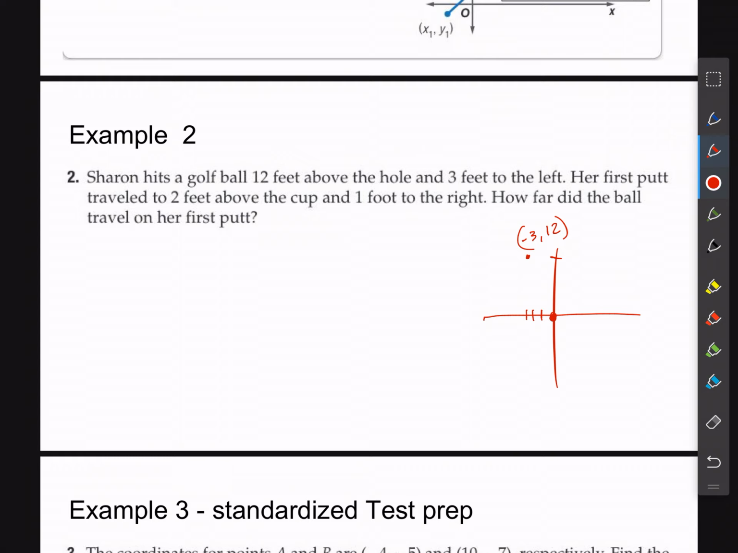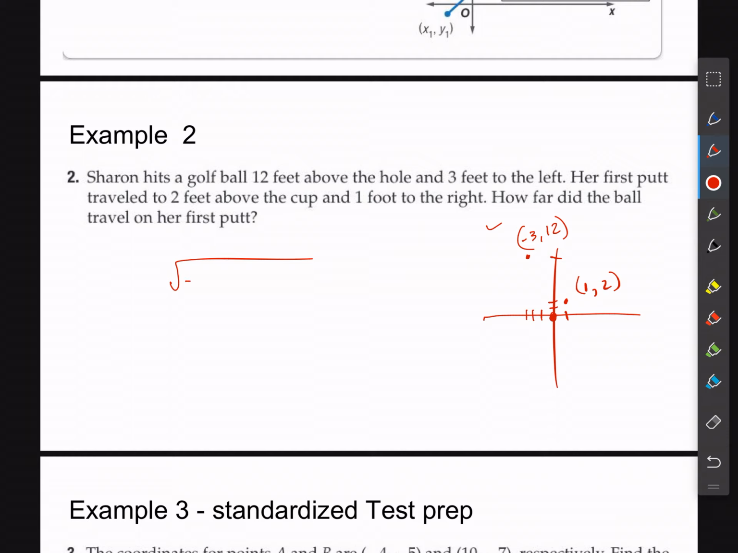And then it says she takes out her putter and tries to hit that thing in, and on her first putt, it traveled 2 feet above the cup and 1 foot to the right. So that coordinate would be, remember to go x first, so (1, 2). Okay, so we're trying to find the distance between those 2 points. So let's use our distance formula. It doesn't really matter what you call point 1 and point 2, but just keep it consistent throughout. Okay, so I'm going to just start with the -3 up here.